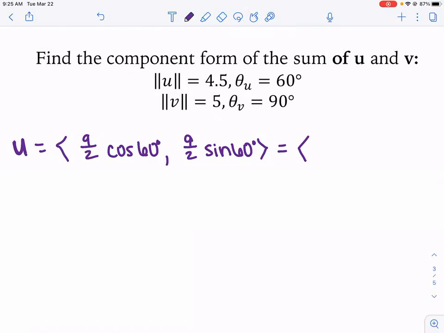What is the cosine of 60? 1/2. We have 9/4. And then the sine of 60 is radical 3/2. So there is vector u.